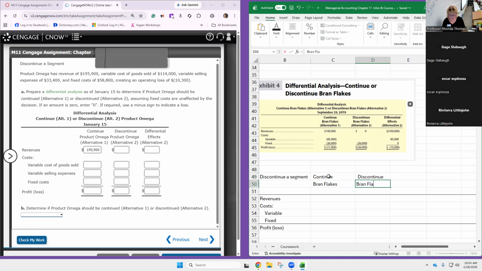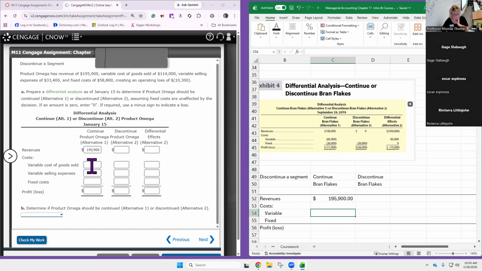Okay. So let's go ahead and put in what they're saying. They're saying has revenue and variable costs. So the revenue of continuing the brand flakes is 195,000. And then we're going to break down the costs. We have cost of goods sold, variable selling, and fixed costs to create an operating income or loss.